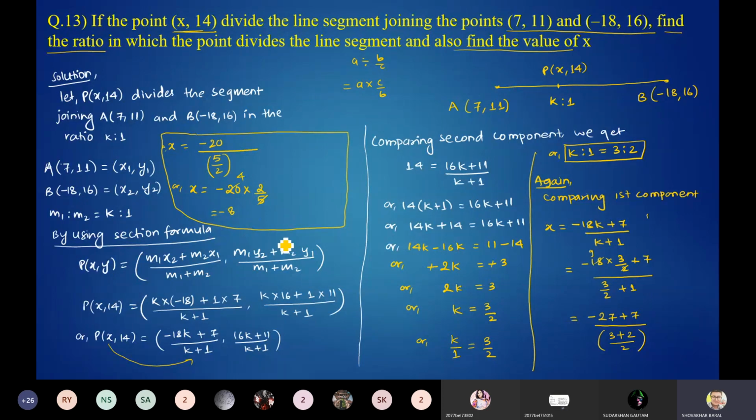Therefore we got the value of x also and the ratio 3 is to 2 at last. Therefore the required ratio is 3 is to 2, and the value of x is minus 8.